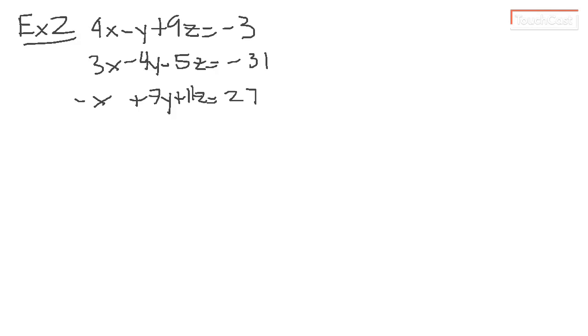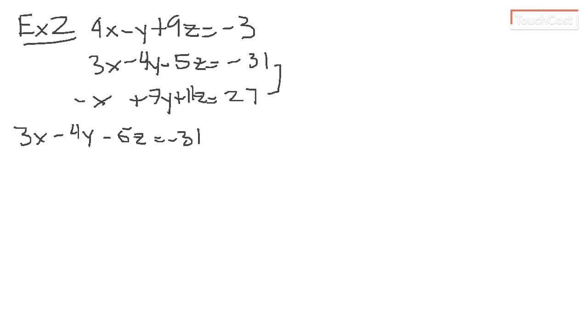So what I'm going to do to start this off, and you could go a different route than I am, but I'm going to eliminate x in my bottom two equations. So let's start by rewriting that. We're going to have 3x minus 4y minus 5z equals negative 31.